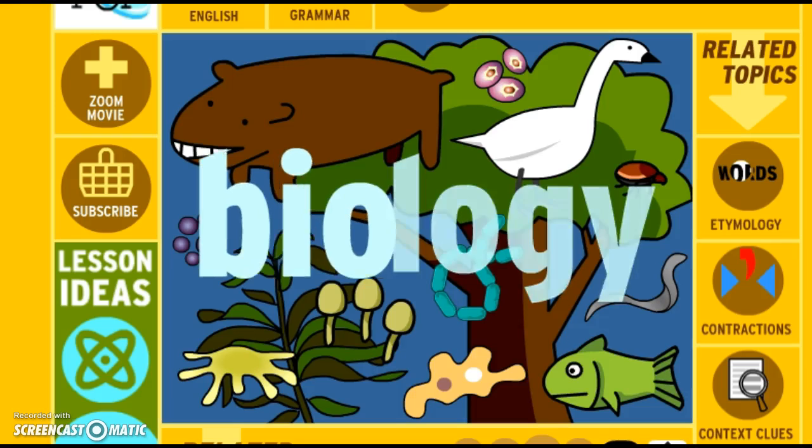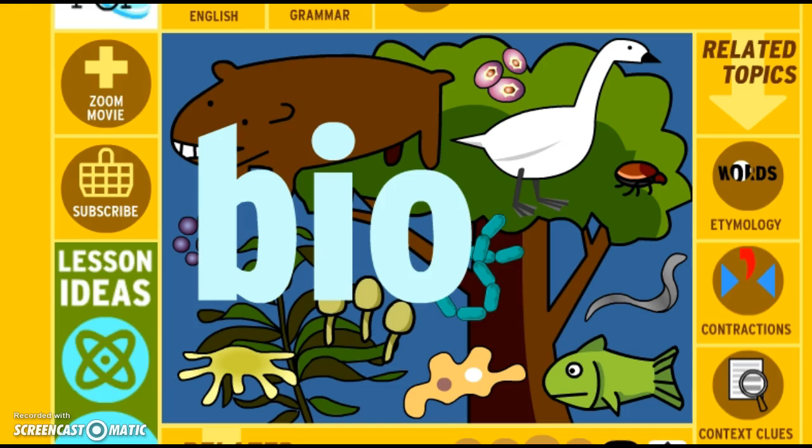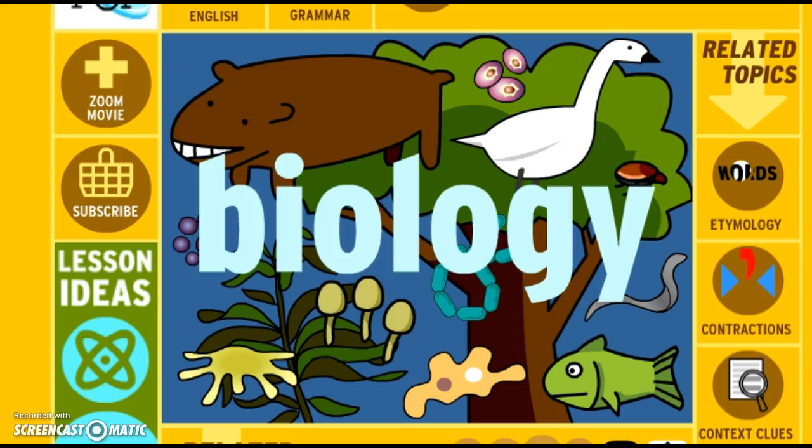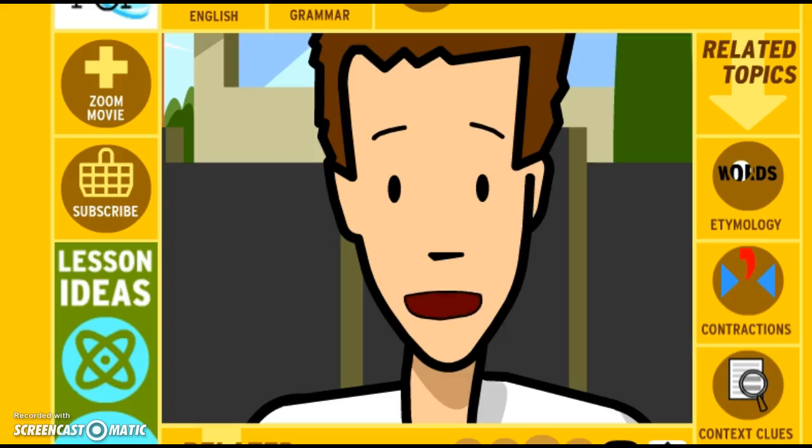Biology. The root is bio, which comes from the Greek word for life. Ology, or logy, is a suffix that means the study of. So biology means the study of life. A lot of prefixes and suffixes come from Greek and Latin words. If you learn what some of them mean, you can figure out definitions of words you thought you didn't know.